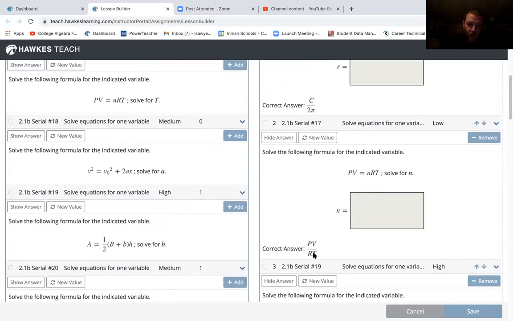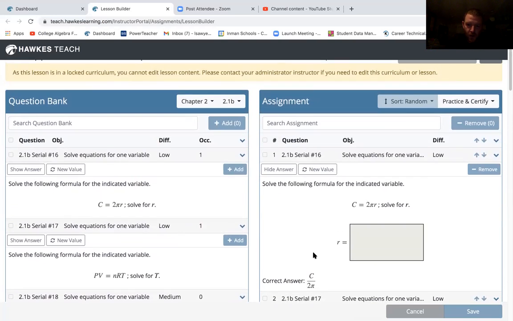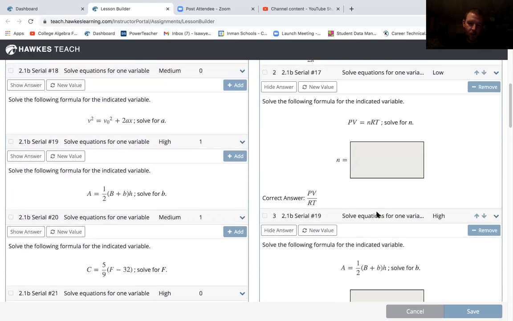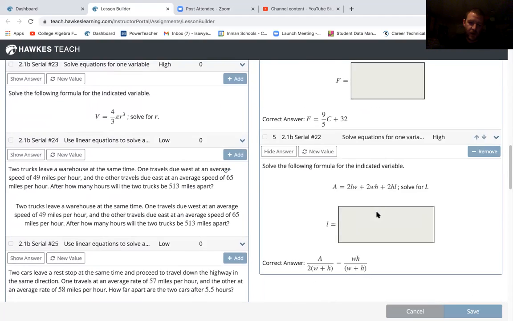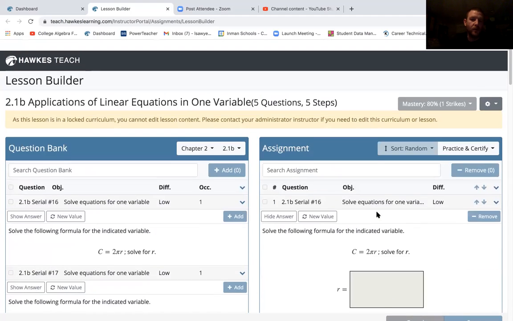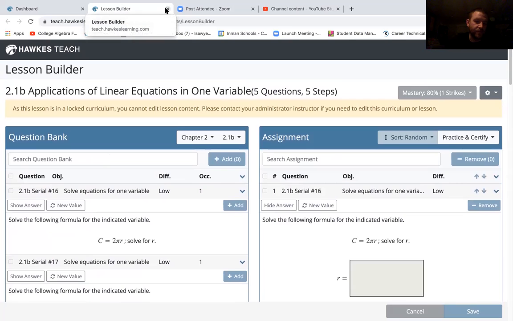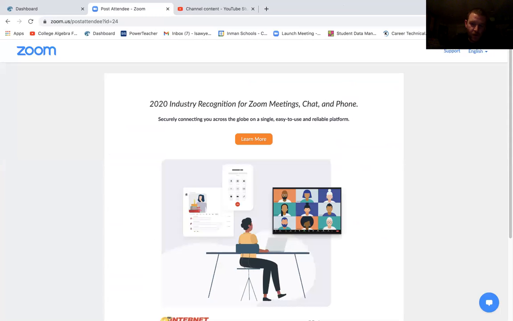Okay, and as you can look at these things, you're just solving for one variable. So C is equal to 2 pi r, and you just got to solve for r. PV is equal to nRT, you have to solve for n, things like that. So that being said, let's go ahead and work through some of these problems.